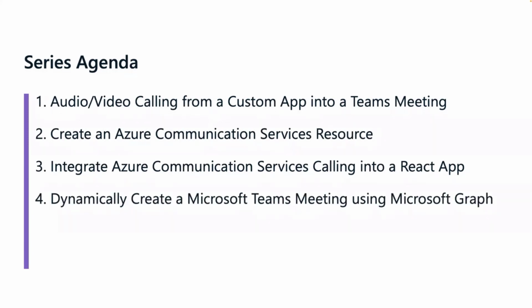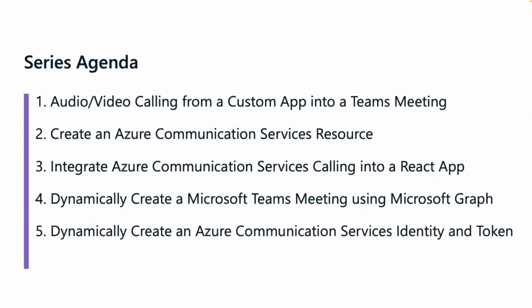Now, the last 2 weeks, Aicha joined us, and she talked about how we could use Microsoft Graph with Azure Functions to dynamically create a Teams meeting. And that would allow, for instance, a customer to go to a website, start up this audio video capability, and then call right into a Teams meeting. Pretty cool, actually. And then last week, she talked about how we could use Azure Functions to get the tokens and the identity that we need for the user that would be making this call from the custom app.